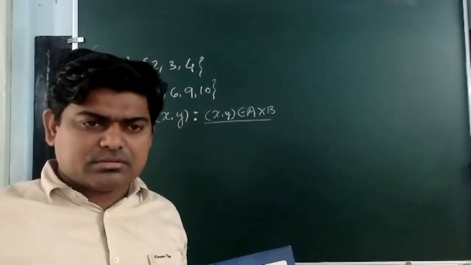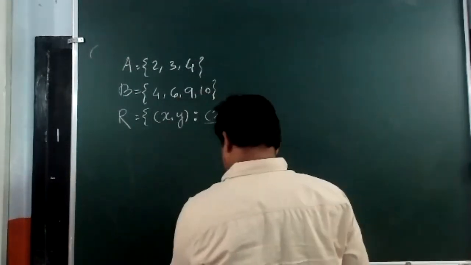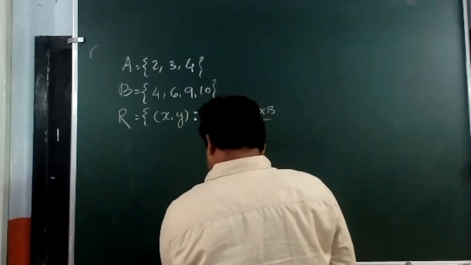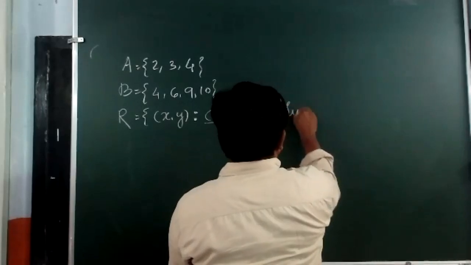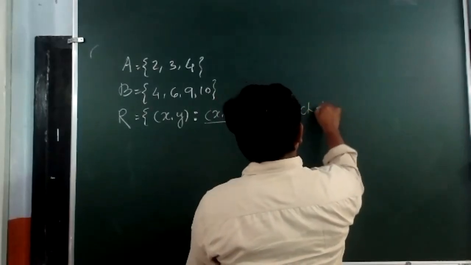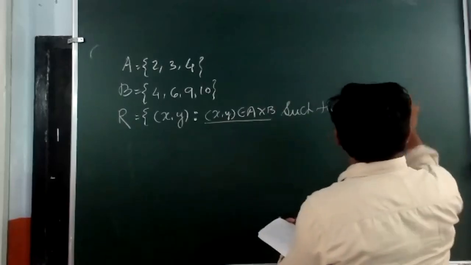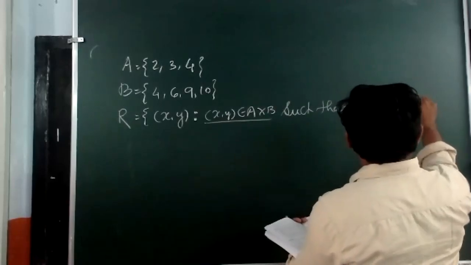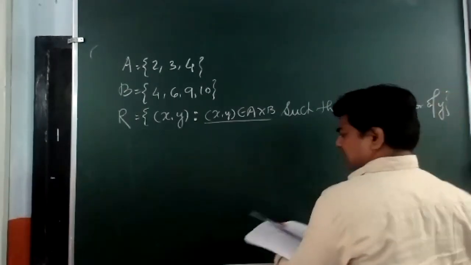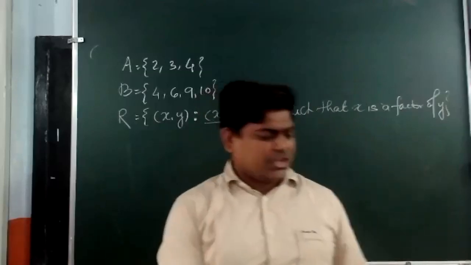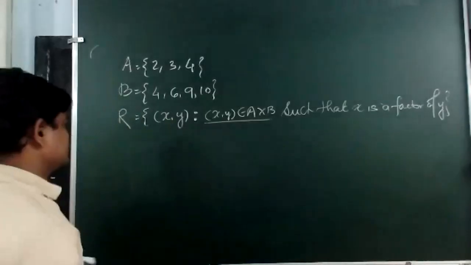Am I correct? Now, what is the relation given between x and y? See, it's written that such that x is a factor of y. This one has given x is a factor of y. Now you can see this.